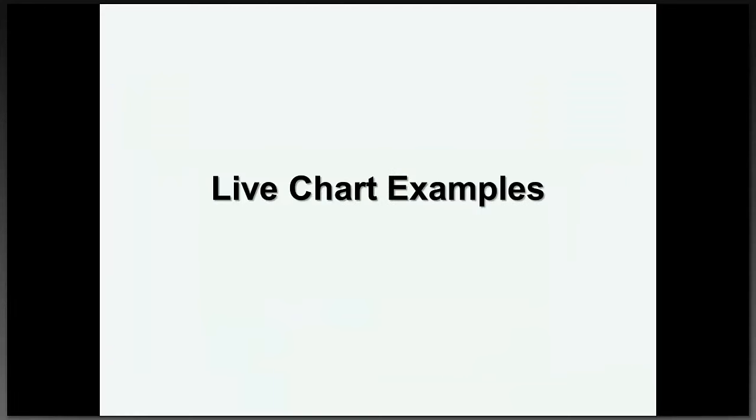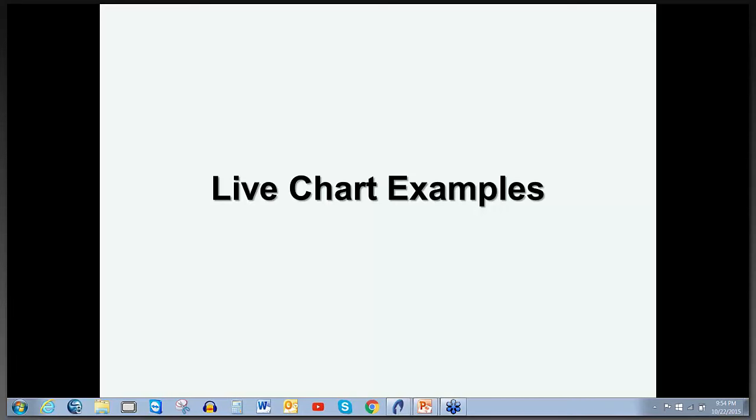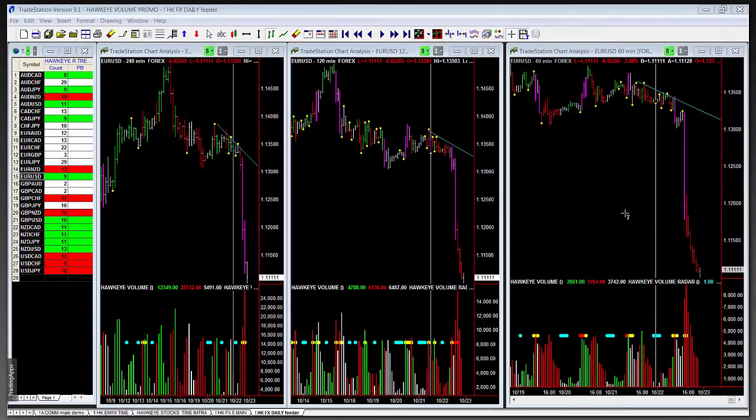So let's have a look at these live chart examples now, because this really is the meat. And let me just do this. And now I have to show my screen across. Randy, can you see my screen across? Yes, sir. Thank you very much.